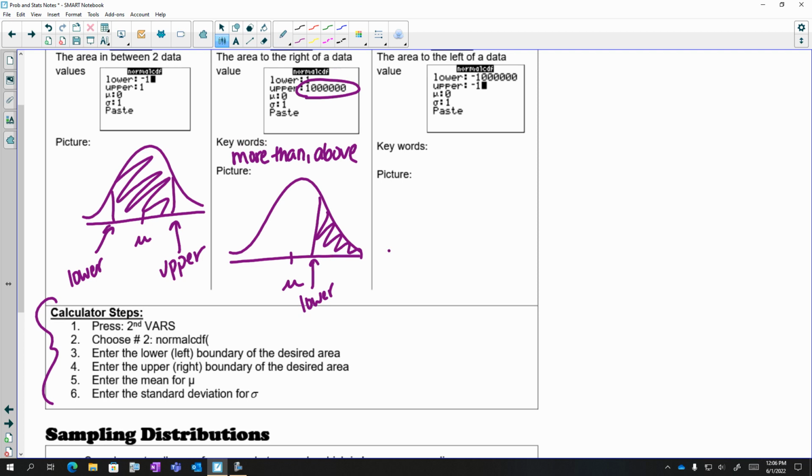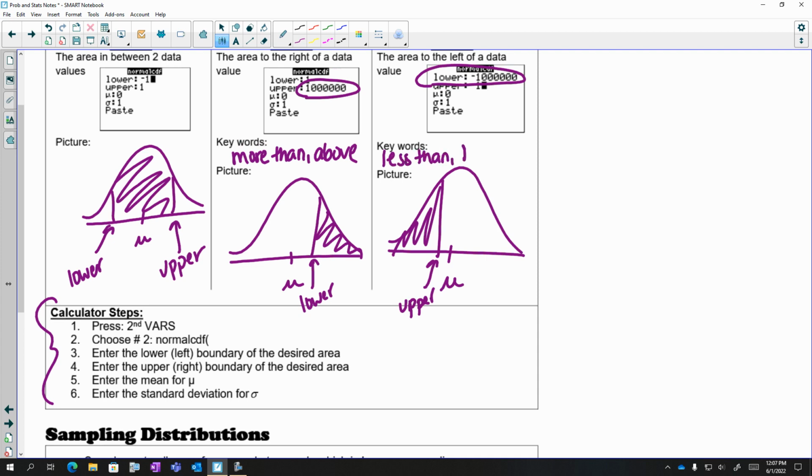And then our last scenario is when it goes to the left. So I don't have a lower bound, I only have an upper bound. So my lower bound is like negative infinity, but we put in a really big negative number. And keywords here you're looking for are less than or below. So anytime we see approximately normal and they're looking for a percentage or a probability, we're following the calculator steps for second vars.